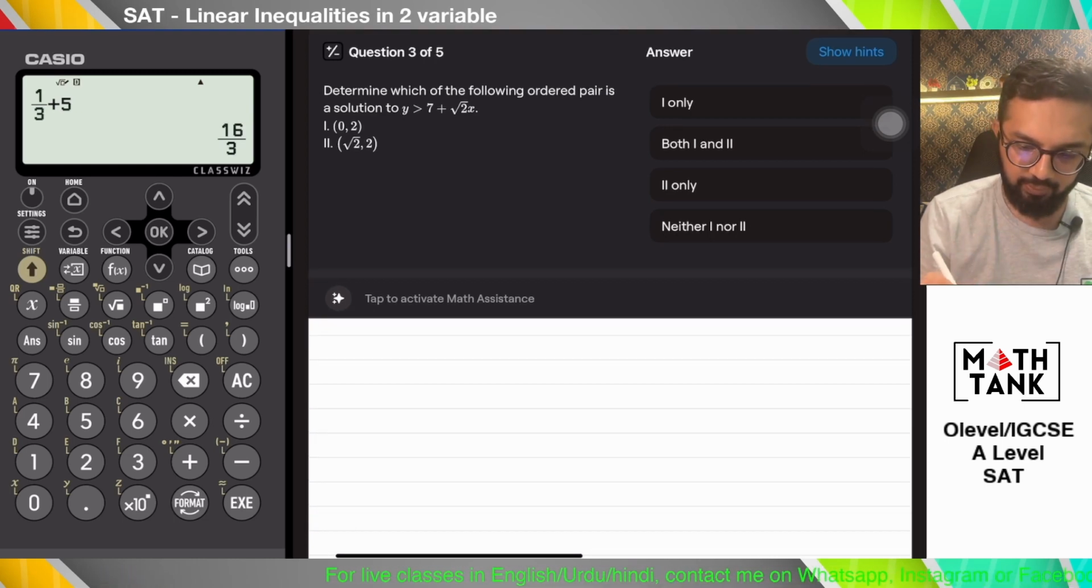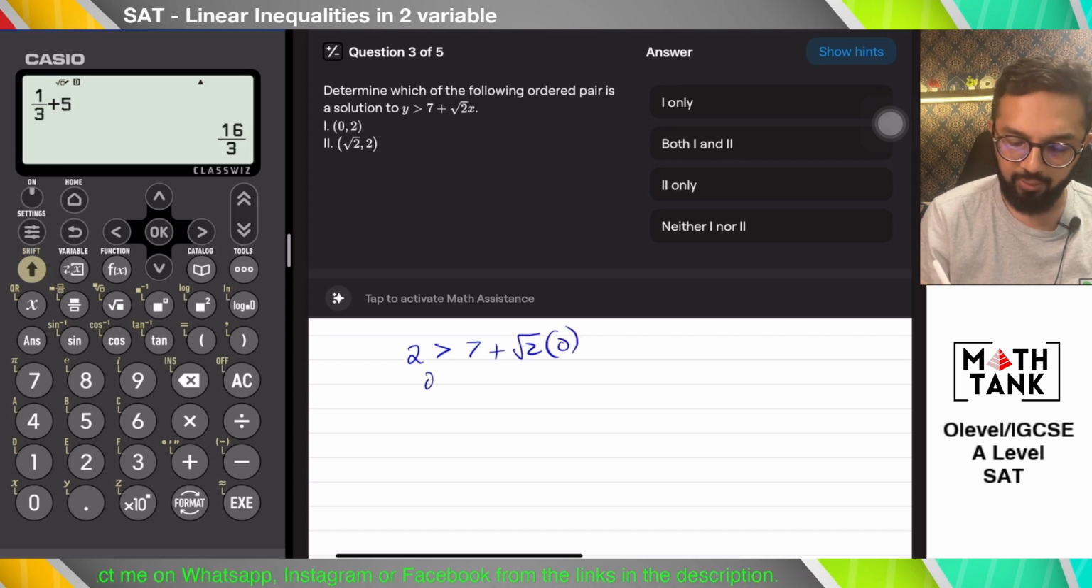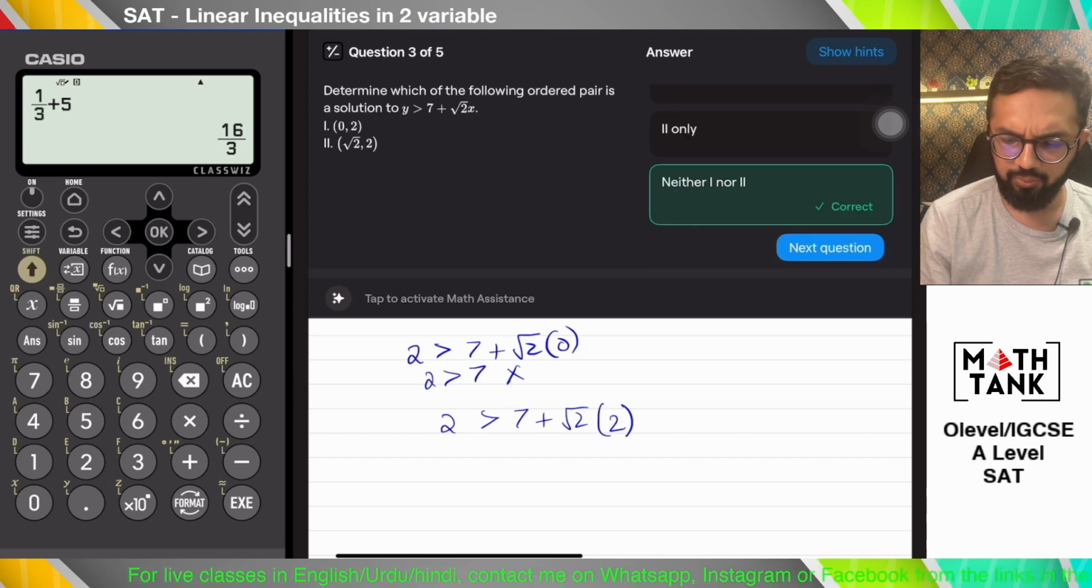It says determine which of the ordered pairs is a solution set. So again, I can plug in the numbers. 2 is greater than 7 plus root 2 into 0. 2 is greater than 7. No, that's not true. So 1 can't be an answer option. So 2 is greater than 7 plus root 2 into 2. That also sounds weird. So neither 1 nor 2.